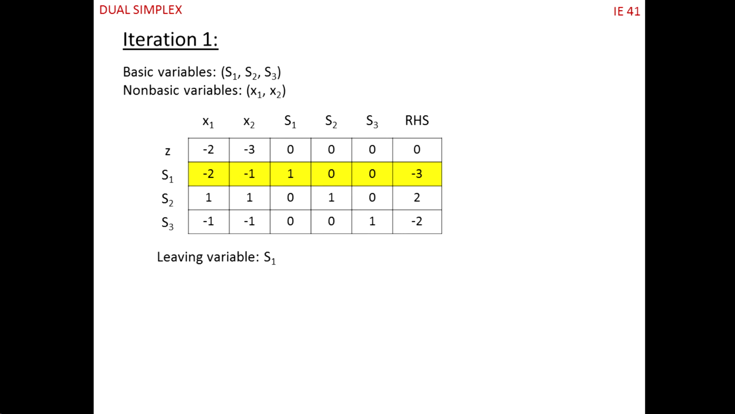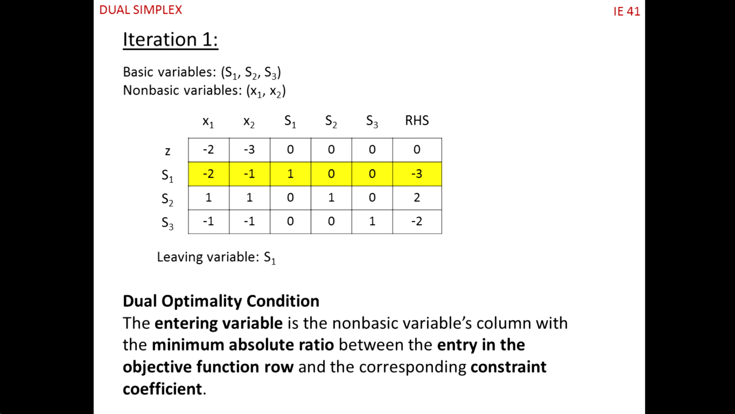After determining the leaving variable, we apply the dual optimality condition, which states that the entering variable is the non-basic variable's column with the minimum absolute ratio between the entry in the objective function row and the corresponding constraint coefficient. Note that we may only choose from the constraint coefficients which have a negative value in order to ensure that the right-hand side will become positive, and thus feasible, after normalization for the iteration of the given algorithm.